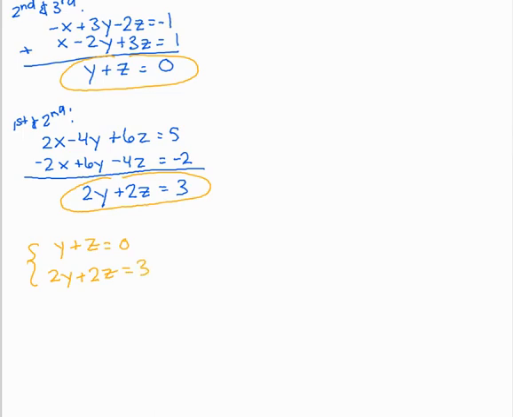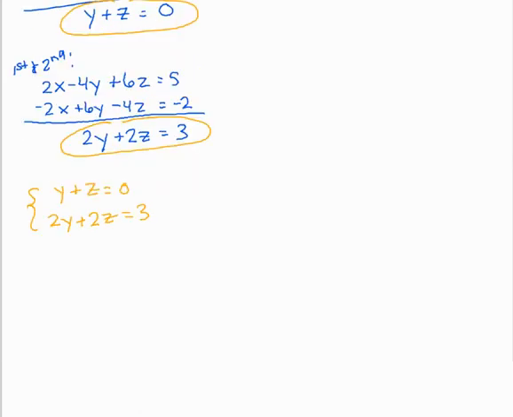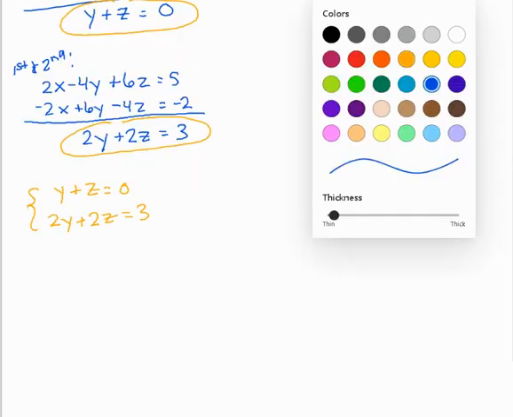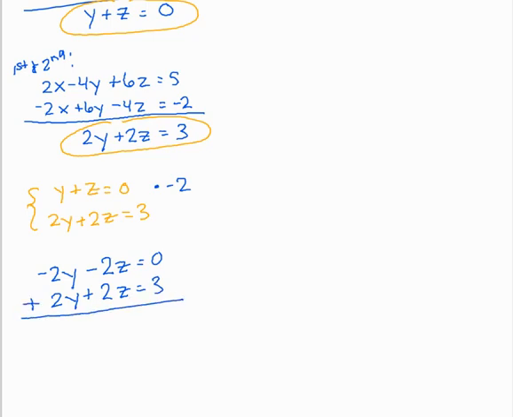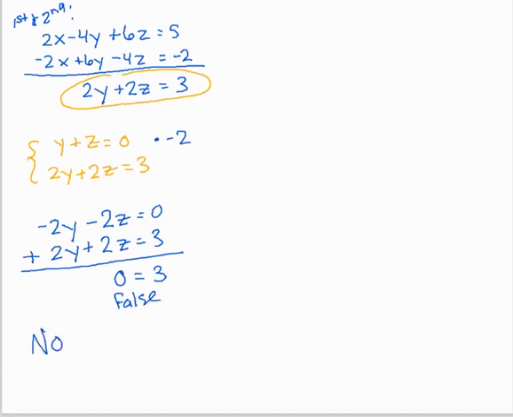I'll now solve this, your choice, substitution or elimination. It really doesn't matter. I'm just going to use elimination. So if I use elimination, I'm going to multiply that top equation by negative 2. This will give me negative 2y minus 2z equals 0, and the bottom equation we leave as is. I'll put those together, and what happens here? Our variables cancel, and I get 0 equals 3. When that happens, this is a false statement. So what does that mean? That means that there is no solution to this system.